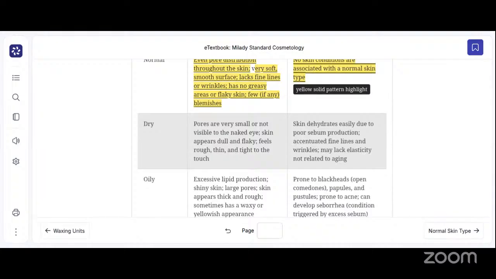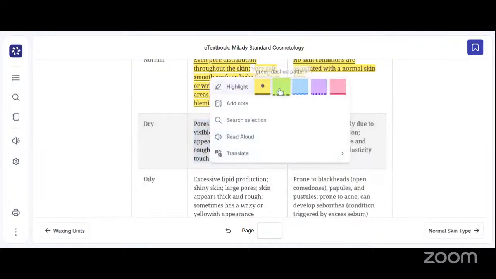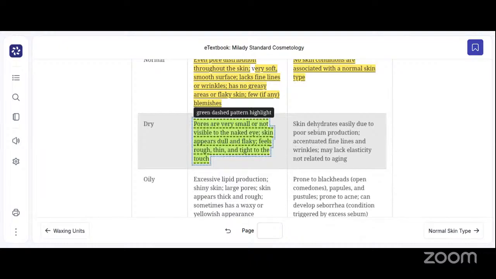Skin dehydrates easily due to poor sebum production. That's something you need to know. So number one, I'm going to put that in green. Skin dehydrates easily due to poor sebum production. That's it. Sebum production, oil production. The oil glands are not functioning as they should.